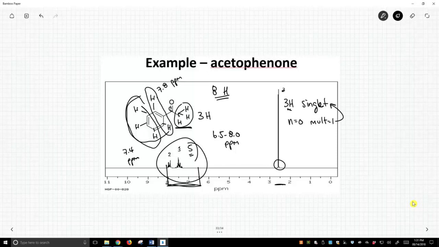So when we're trying to solve structures, it's very important to look at your integrations. Oh, I've got 3 here, 2. I'm going to have 8 hydrogens total. Okay, let's look at another example.